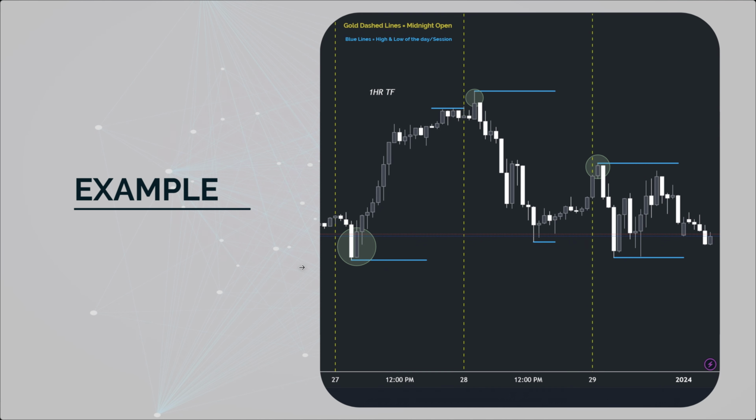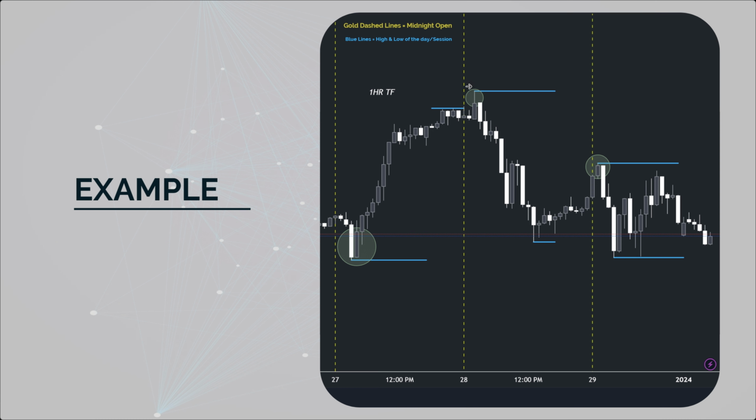Okay, so here for this example, I have the gold dashed lines representing the midnight open, and then the blue lines equal the high and low of the day or of the session. And for this example, we're going to be on the 1 hour time frame. So as you can see, for this day we have the low here and the high here. The next day, here's the highest point, here's the lowest point, and then the day after that is the highest point here and the lowest point being down here.